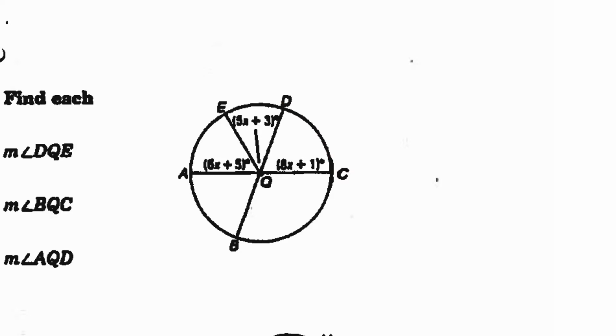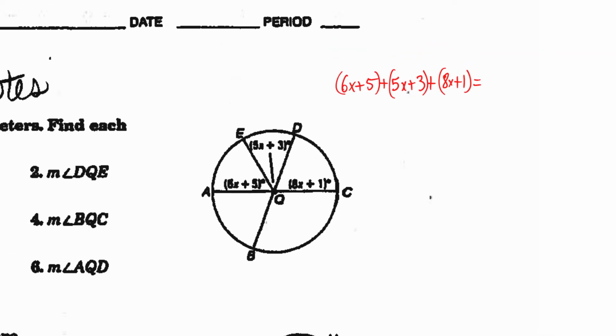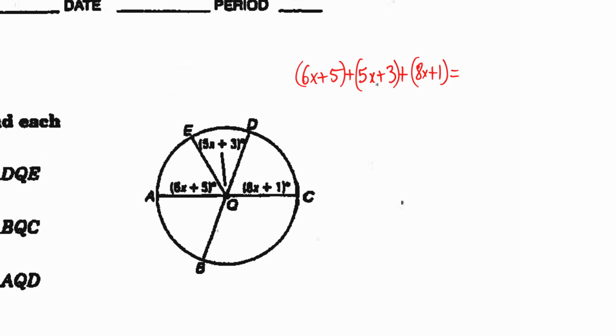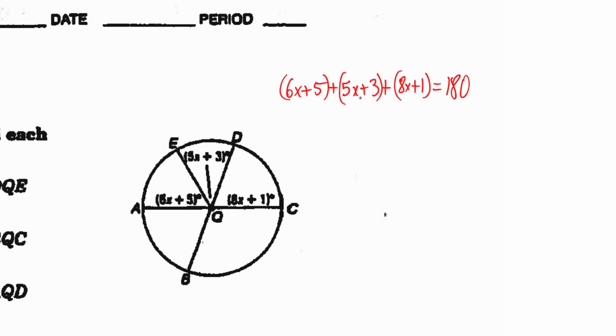Okay, so let me see if I can read this better on yours. Yeah, that's pretty terrible. I think that's 6x plus 5. So we have 6x plus 5, 5x plus 3. Okay, so that's these three angles. And then that last one is 8x plus 1. Okay, and so together all three of those angles add up to equal what? 180. They add up to equal 180.